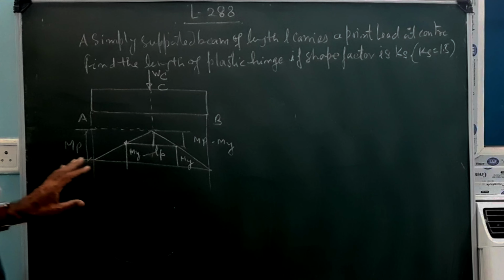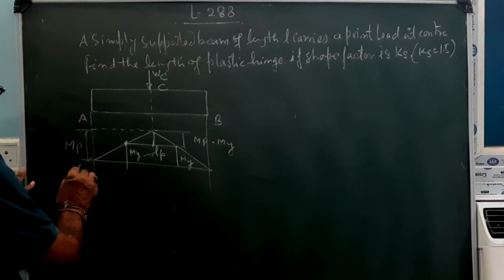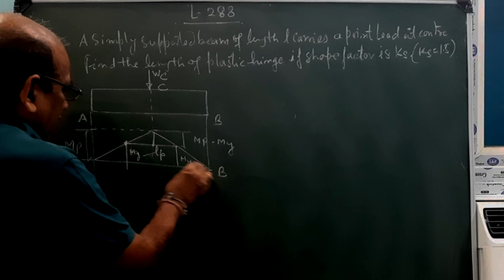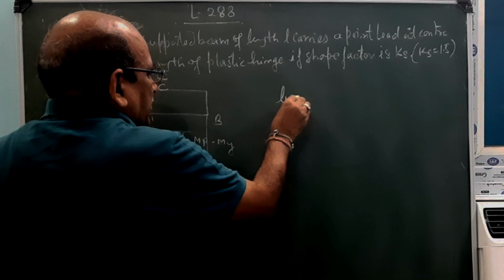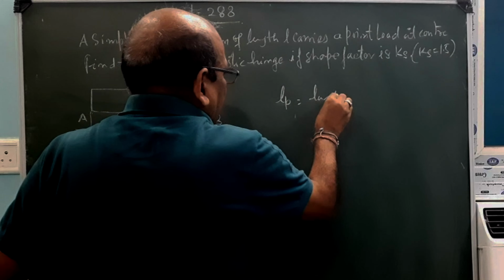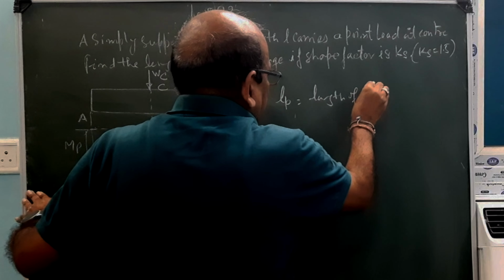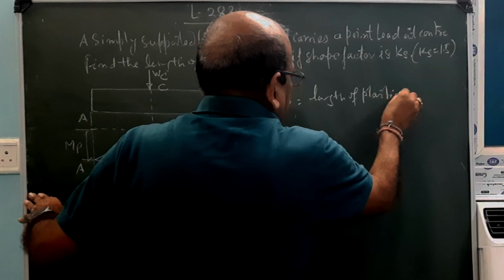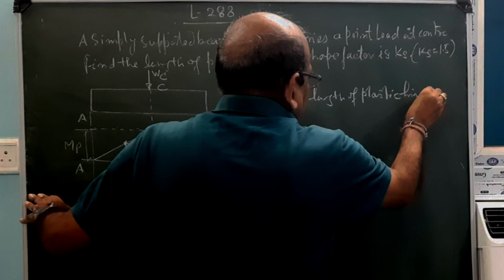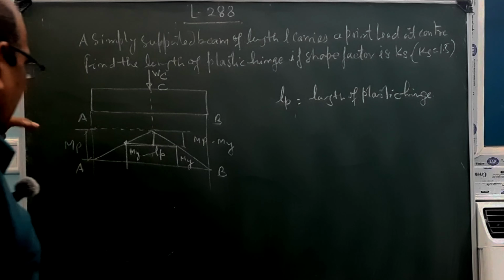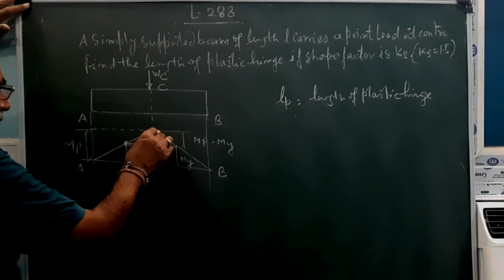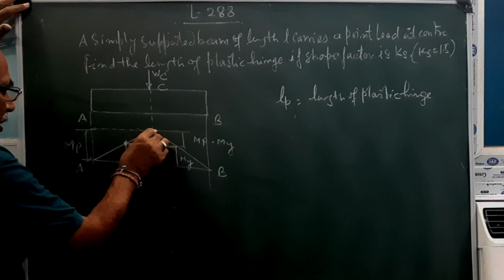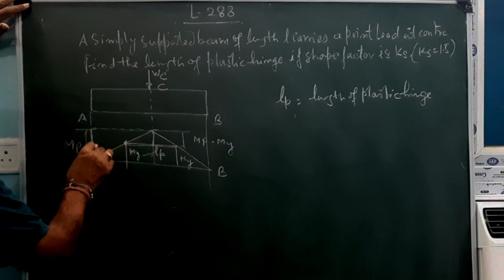So let's see, if it is a beam, this is point A, this is point B, and let the plastic hinge length be LP. LP is the length of the plastic hinge. Up to here the moment is MP, so up to here the vertical ordinate is MP.